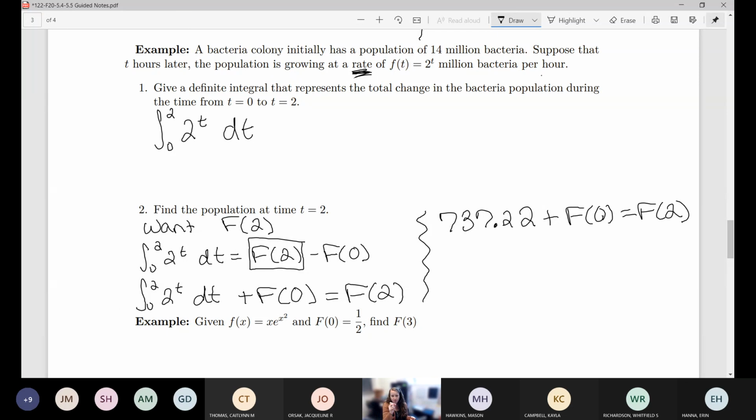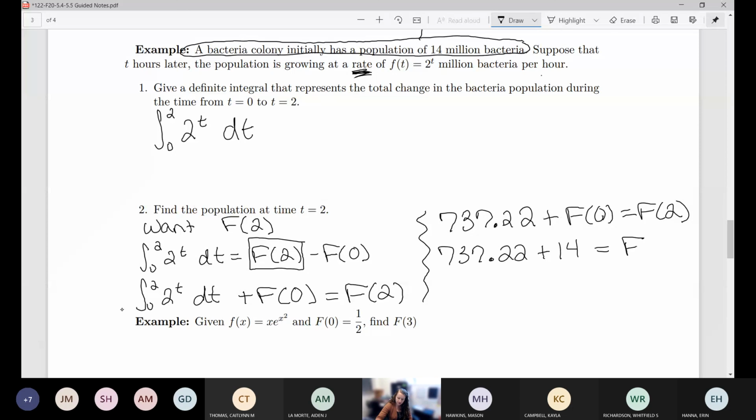So here, if we plug that integral into our calculator, we get 737.22. Now, technically, we'd also need f of 0. Now, that would be the starting population. In the original question, we're given the starting value. So f of 0 is 14. So now we've found what we wanted when we just add those two numbers together: 751.22.